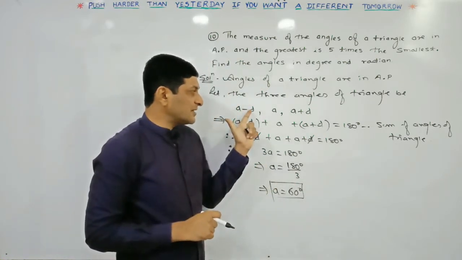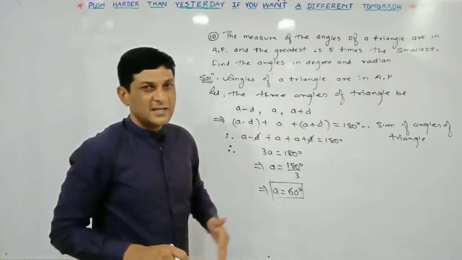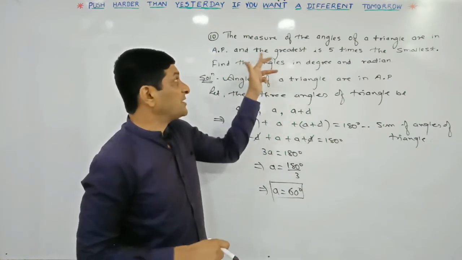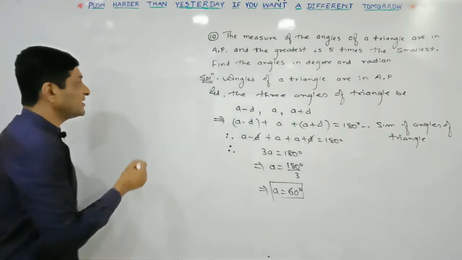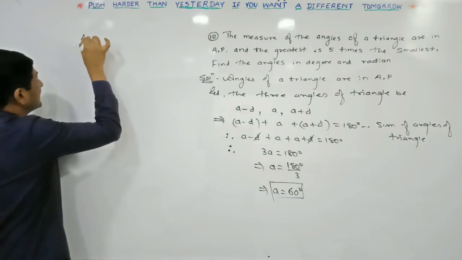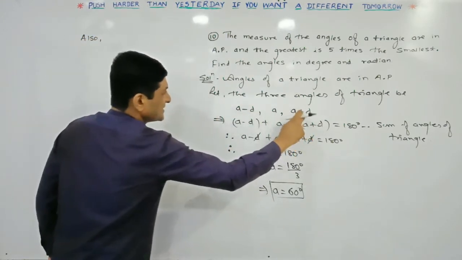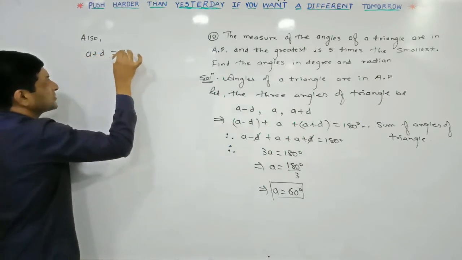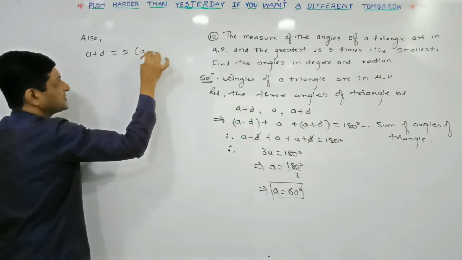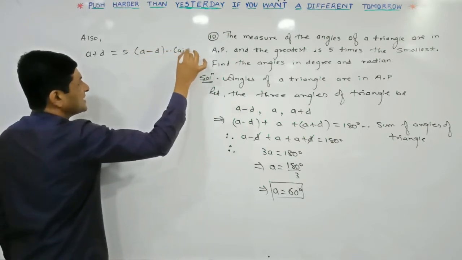Now using the second condition in the example, we will try to find out the value of D here. So see, what is the condition? The greatest angle is 5 times the smallest angle. This is the smallest angle and this is the greatest angle. Greatest angle means A plus D is equal to 5 times the smallest. Which is the smallest angle? A minus D. This is the given condition in the example.